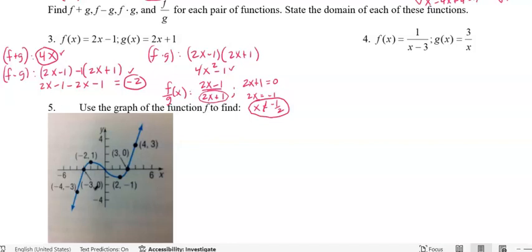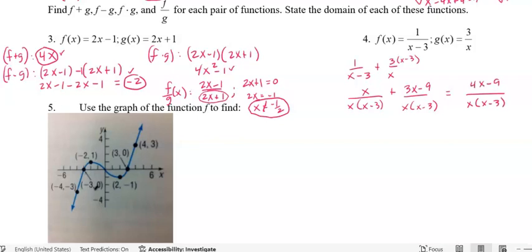Same thing, f and g added together. This is where we have to get a common denominator, and it's going to be x times x minus 3. And we divide x minus 3 into the common denominator, gives us x, and x times 1 is x. Here we divide and the x's cancel, so we're going to multiply 3 times x minus 3 to give us this new numerator. That's 3x minus 9. And now we can add these together, and that would be 4x minus 9.